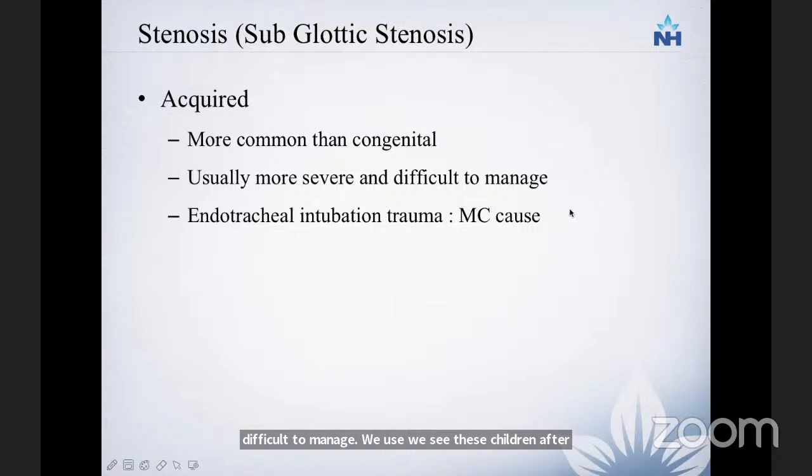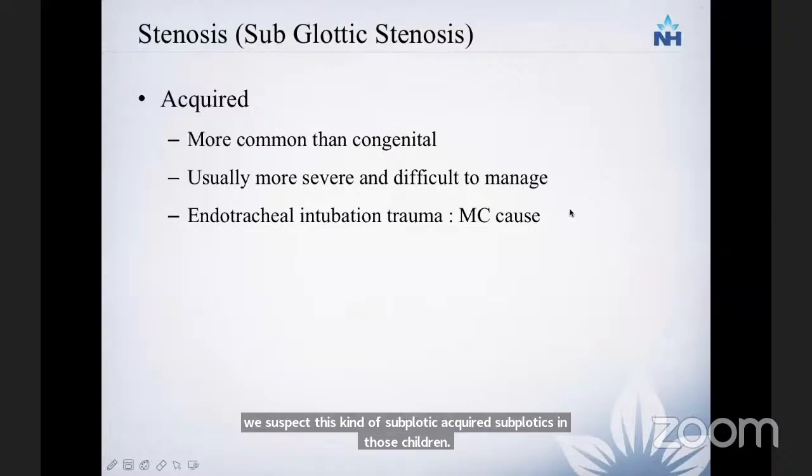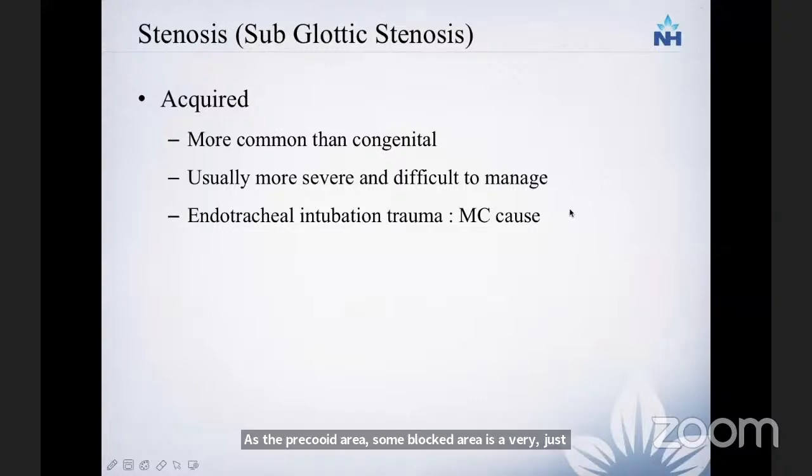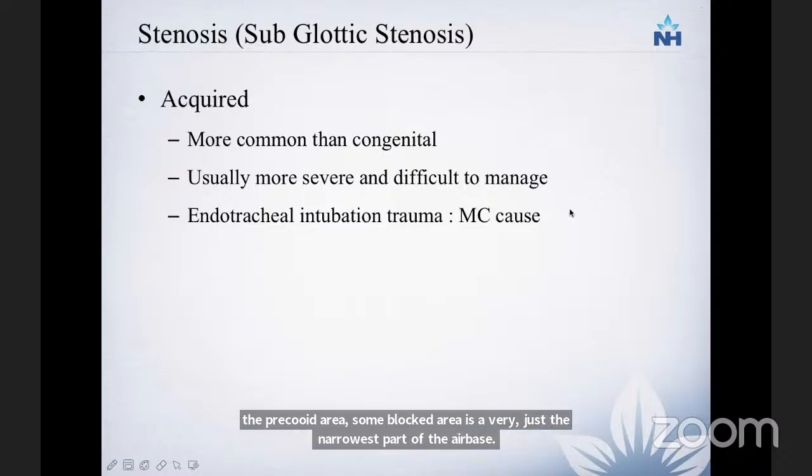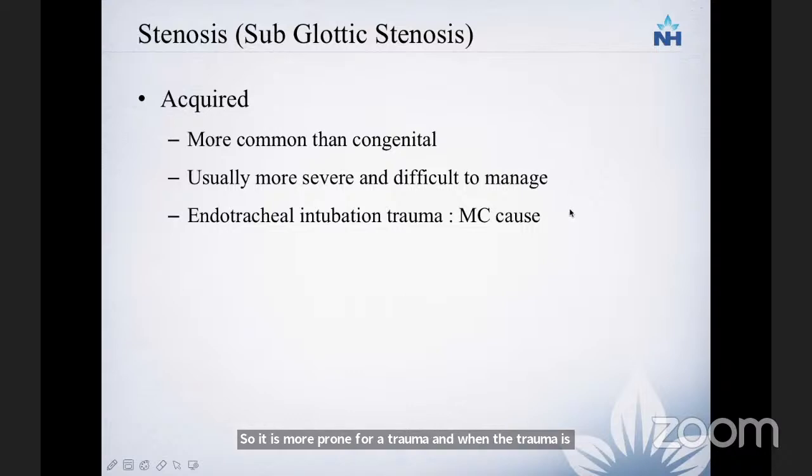So if a child presents to our clinic with stridor, and the parents give a history of intubation, or the child had some illness in the past requiring ICU care and ventilatory support, we suspect acquired subglottic stenosis in those children. As the cricoid, subglottic area, is the narrowest part of the airway, it is more prone to trauma. When these traumatic intubations heal with scarring, they cause subglottic stenosis.